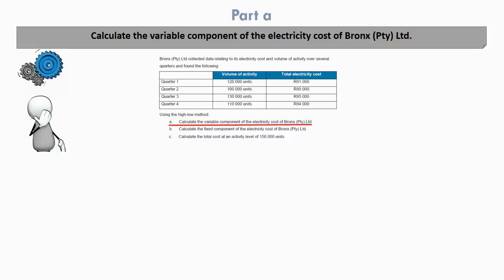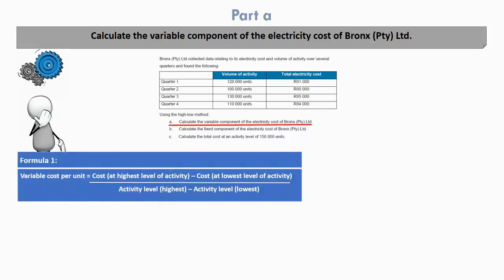Part A requires the calculation of the variable component of the cost item, which in this case is electricity. The variable cost per unit of activity is calculated as follows. We have to take the cost at the highest level of activity, subtract therefrom the cost at the lowest level of activity, and then divide that by the highest activity level minus the lowest activity level. Let's apply this to the available information.